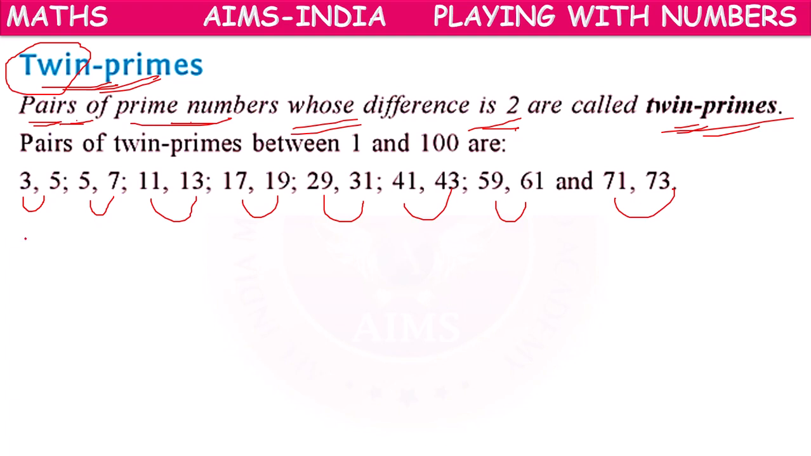you can observe 3, 5 difference is 2; 5, 7 difference is 2; 41, 43 difference is 2; 71, 73 difference is 2. If the difference between the pairs of prime numbers is 2, they are considered to be twin primes.